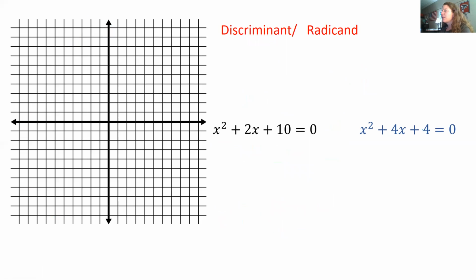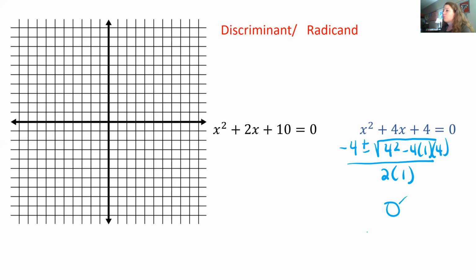All right, let's look at this one though. How about the opposite of 4, plus and minus the square root of 4 squared minus 4 times 1 times 4, all over 2 times 1. So in my calculator, I'm doing 4 squared minus 4 times 1 times 4, and guess what I get?